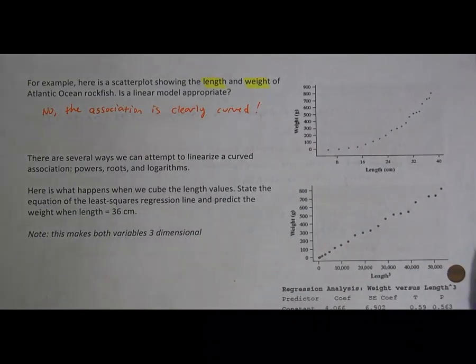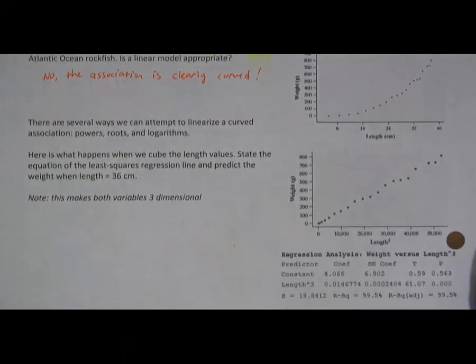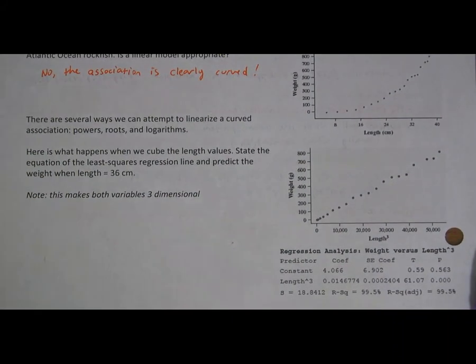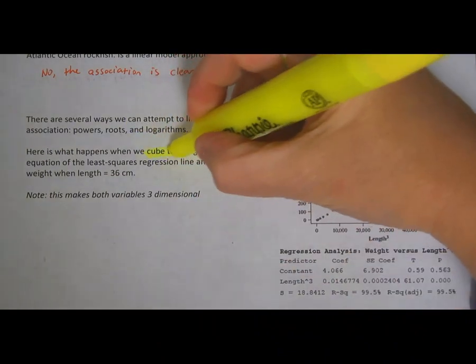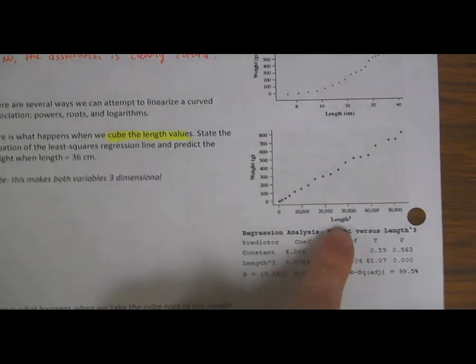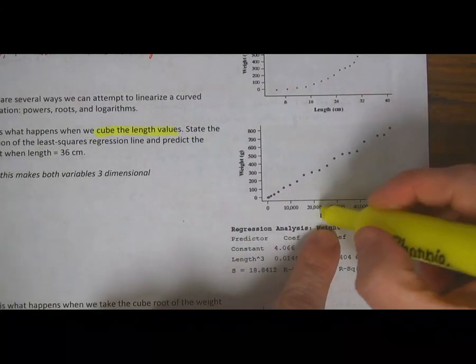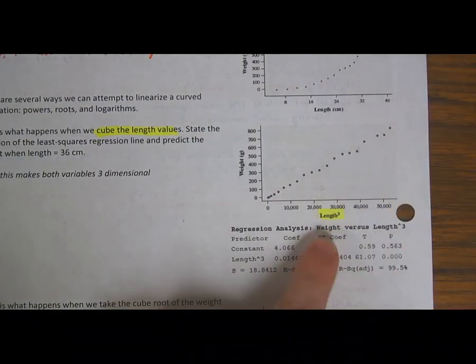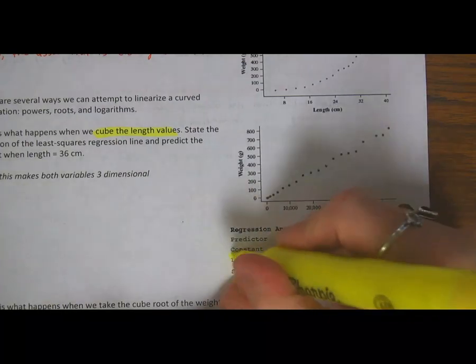It says there are several ways we could attempt to linearize a curved association. We could raise something to a power, take a root, take logarithms, and we are going to cover all of that. But again, don't be intimidated by this. I think you're going to be okay. Here's what happens when we cube the length. Now look down here at your x-axis and it says length cubed. Look in the computer readout and it says length cubed.